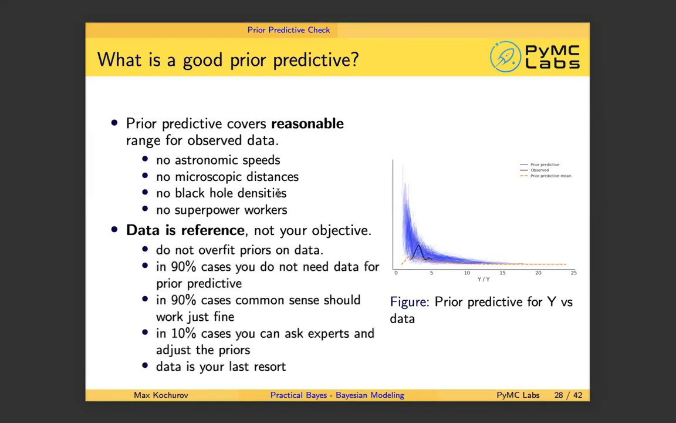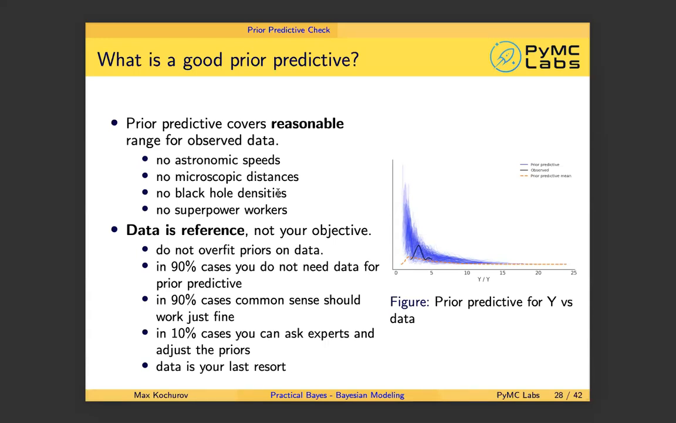So data is like the reference to your prior predictive. It is not used in simulation, and it shouldn't be treated as the objective. When you simulate your prior predictive and you're trying to make it look exactly like your data, this might lead to a mistake when you overly rely on data. If you're familiar with machine learning terminology, you can put an equal sign between overfitting and fitting your prior predictive to data.